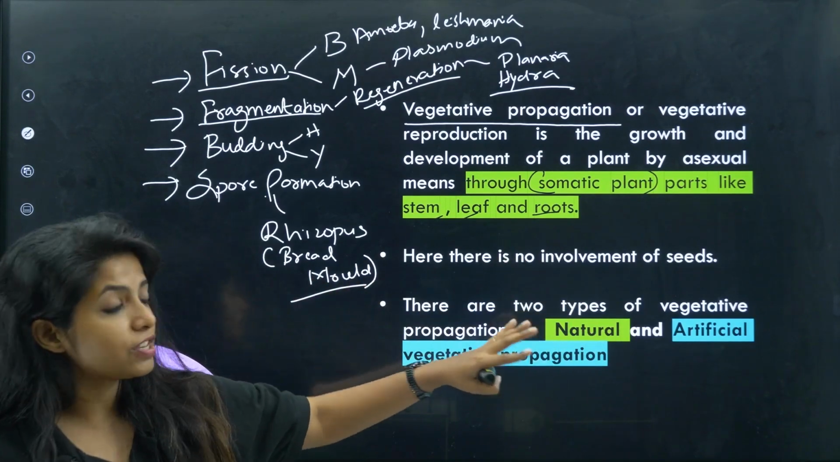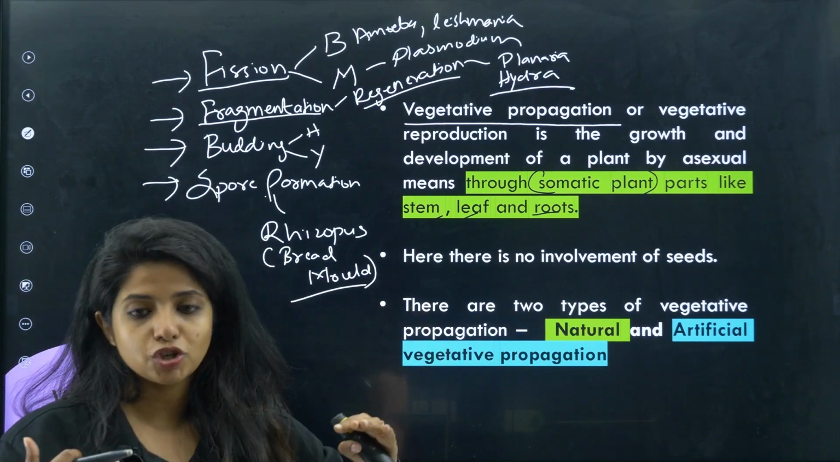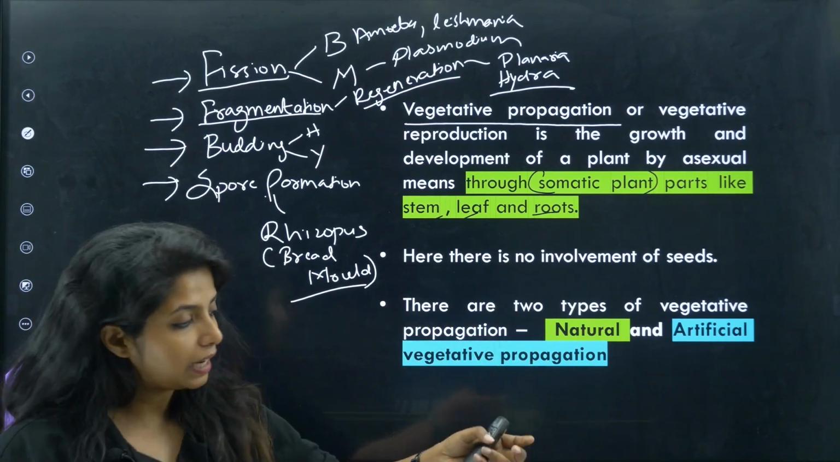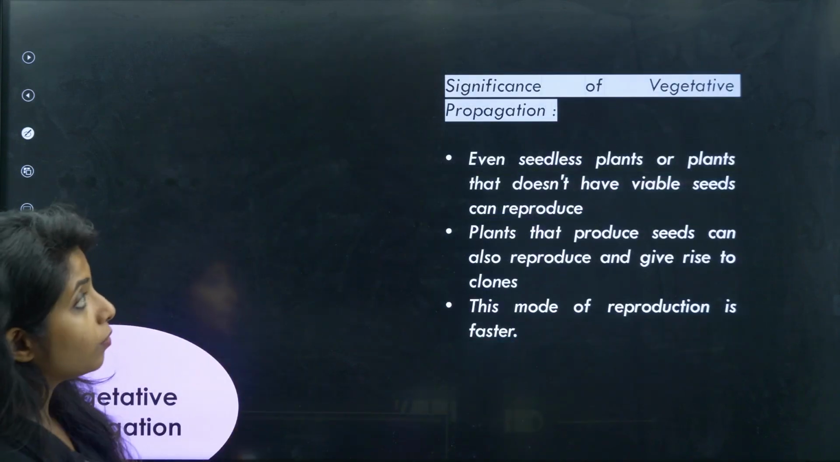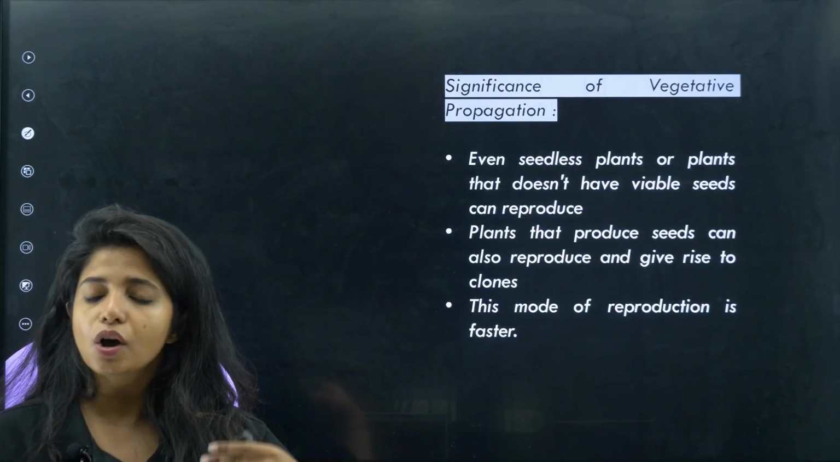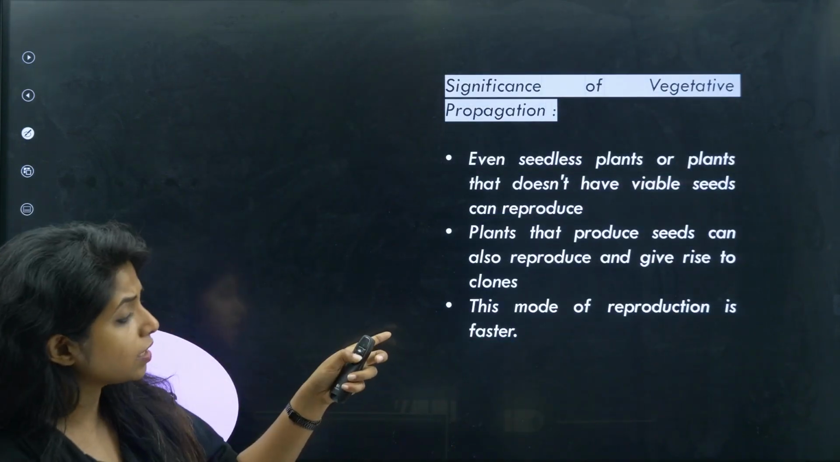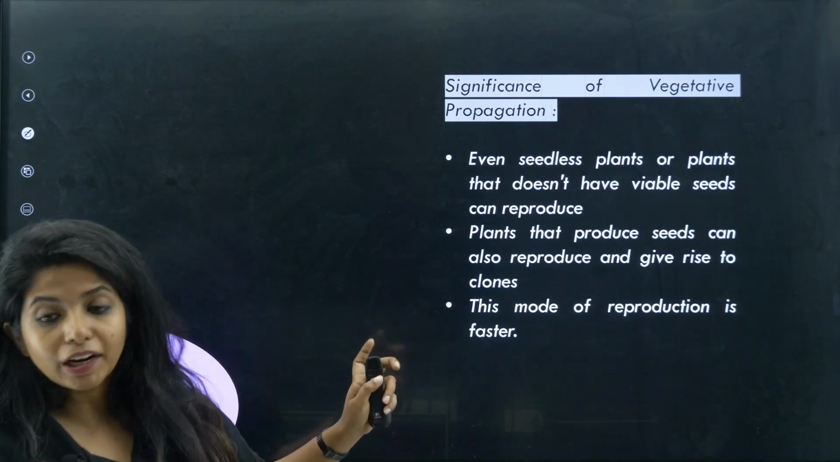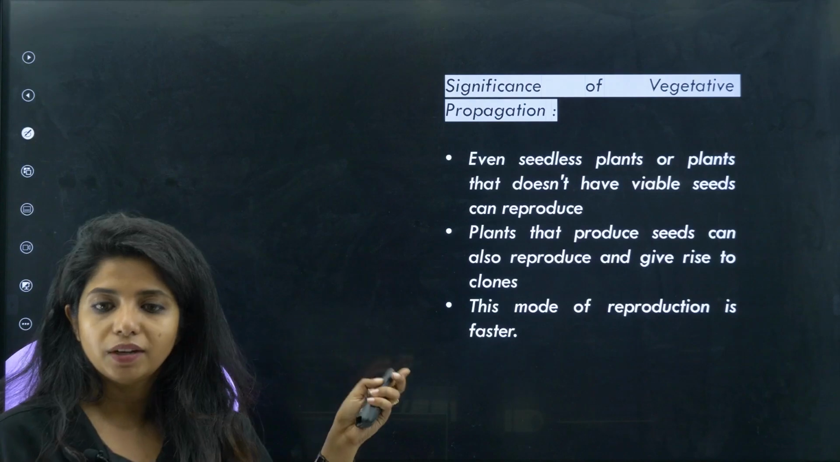Now, there are two types of vegetative propagation. One is natural and the other one is artificial. Let's see natural first. Oh, but before that, let's see the significance of vegetative propagation. I think we should be studying about it after we complete natural and the artificial one. You will get to understand the significance in a better way then.